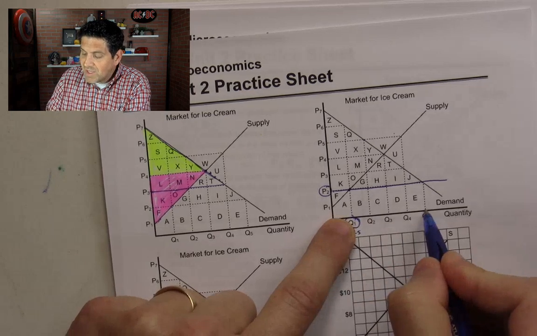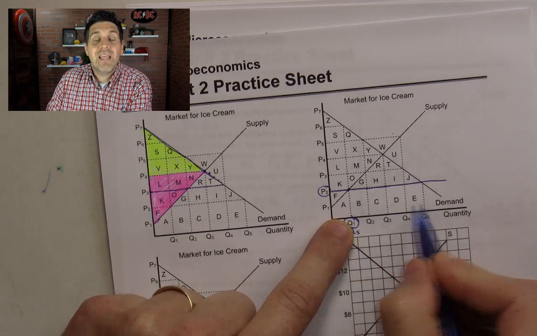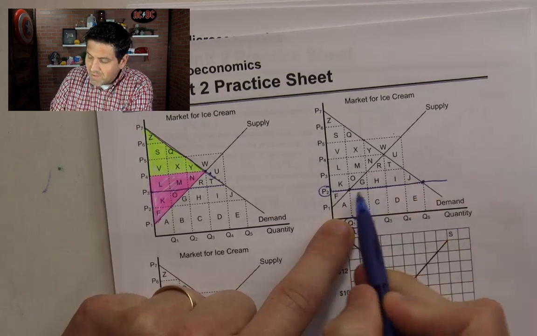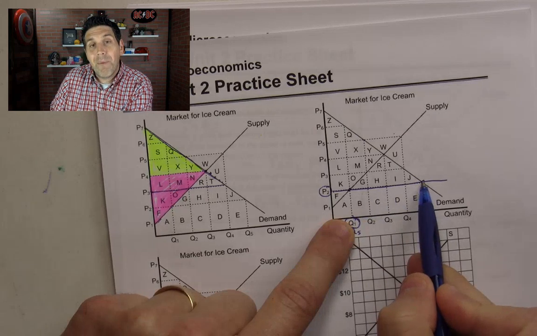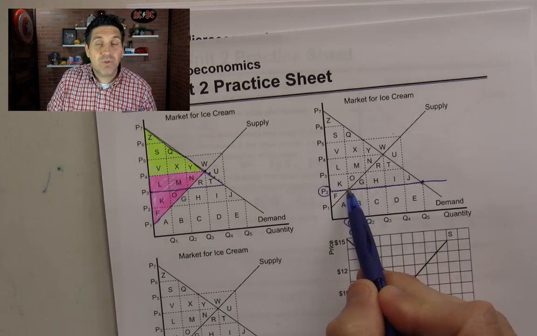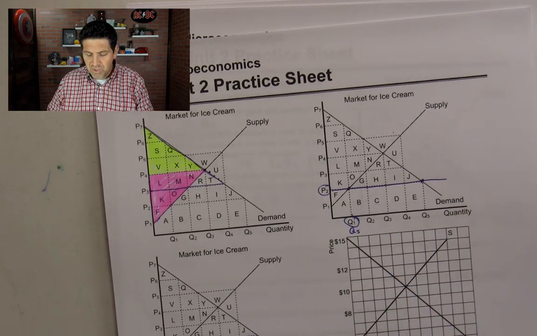The quantity demanded is here. Yes, people want Q5, but they're not going to get Q5, and that creates the idea of a shortage. The difference between the quantity demanded and the quantity supplied in this case is a shortage. More people want to buy it. Price is really low. People want to buy it, but producers don't want to produce it. You've got a shortage.